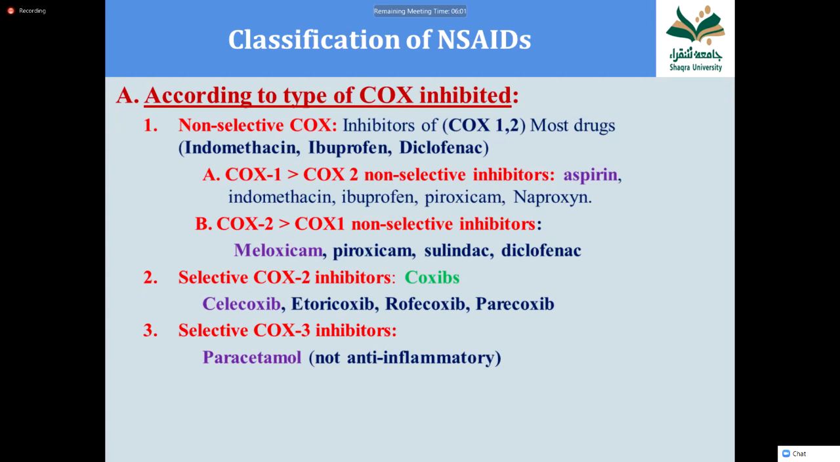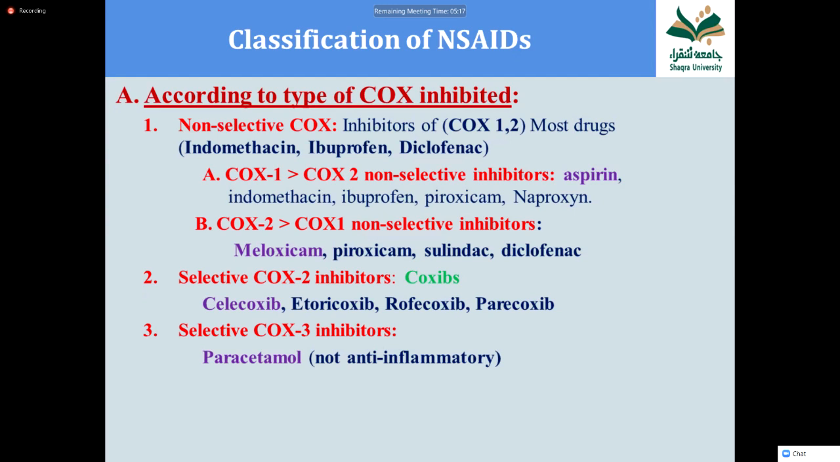According to cyclooxygenase inhibition, they can be classified into non-selective and selective. Most of the NSAIDs are non-selective. They inhibit both COX-1 and COX-2. Among these, some inhibit COX-1 more than COX-2, such as aspirin, indomethacin, ibuprofen, piroxicam, and naproxen. Some inhibit COX-2 more than COX-1, so they have lesser side effects than the previous ones, and these are meloxicam, piroxicam, sulindac, and diclofenac.